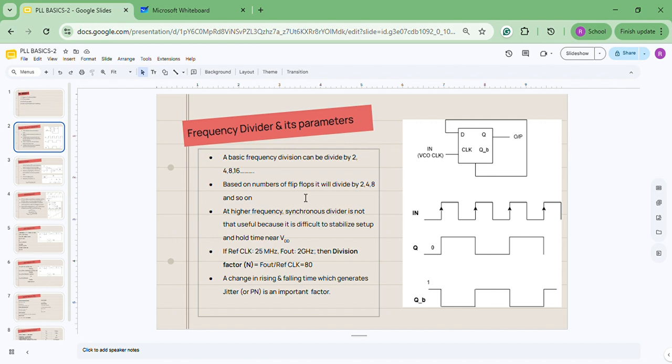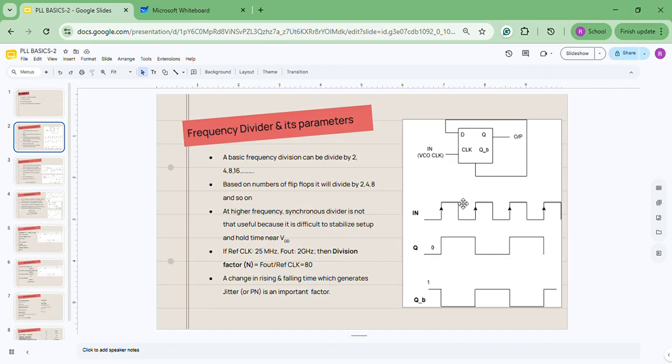A basic frequency divider can be a divide by 2, 4, or odd numbers. We can take an example of this circuit. I think there is some mistake in this. If my cursor is visible, the signal will go from Q bar to D. So from Q bar to D, it's a feedback signal. Suppose the input clock is a positive edge triggered clock, and so for each two cycles of input clock, we'll get one ramp at Q.